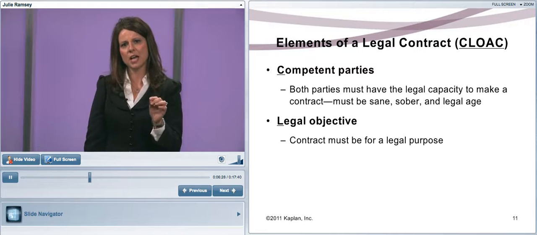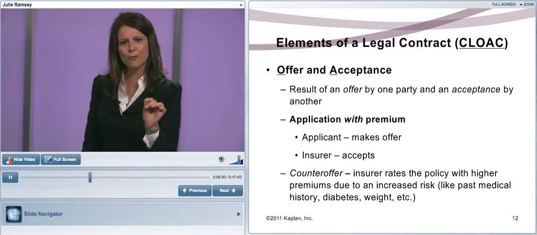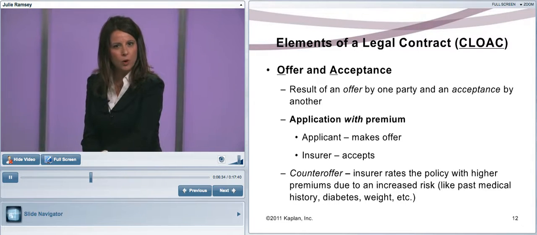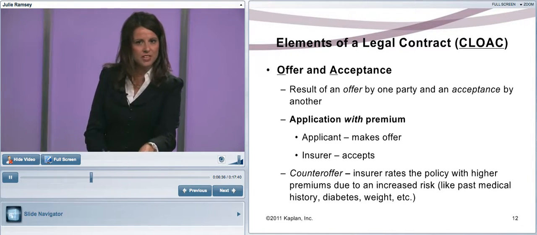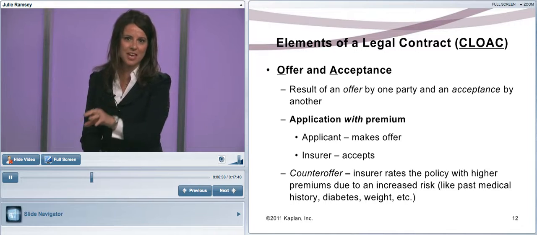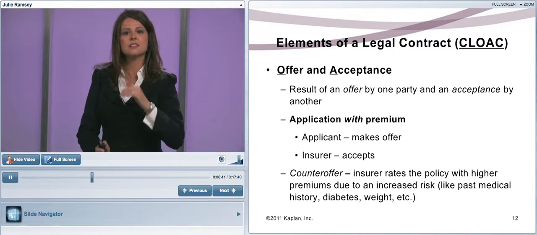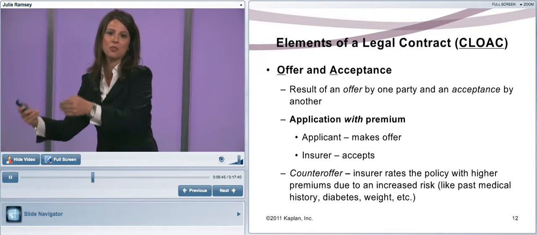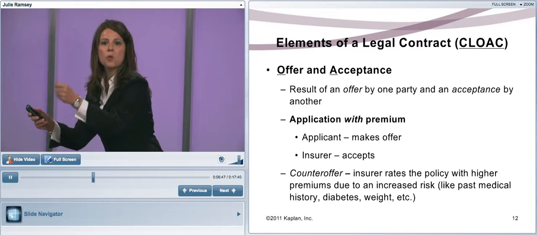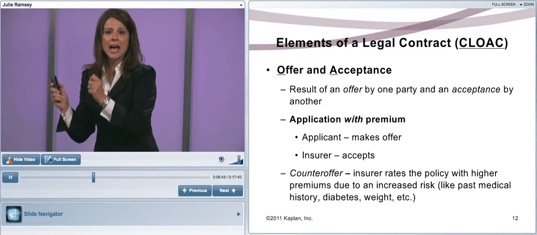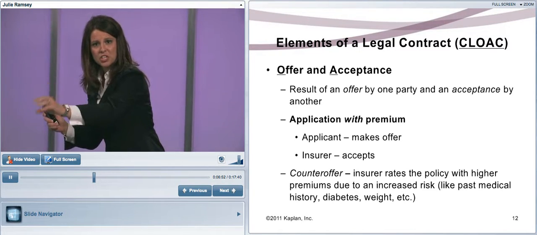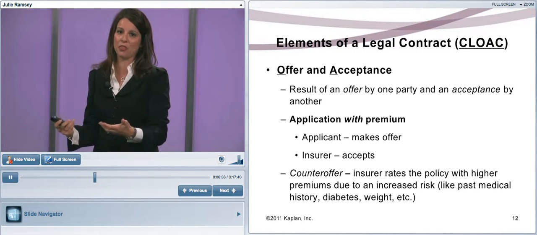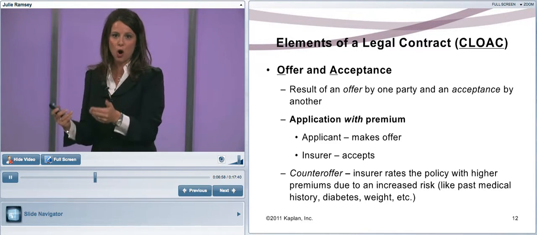I want to spend some time, however, on this O and A, offer and acceptance, because sometimes there's some confusion here. You're going to have one person make the offer, the other the acceptance, but it's not always the same person. Let's say that you have an application with money. So the producer sits down with the client. You've got an application with money. Okay? The applicant, that potential client, is making the offer. Why? Because they put money with it. They're serious about it. So it's a true offer.